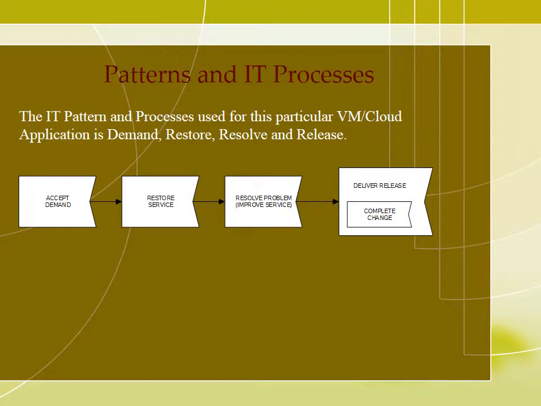Next is patterns and IT processes. The IT pattern and processes used for this particular VM/cloud application is demand, restore, resolve, and release. And basically the process I selected is that you accept the demand. If there's any interruptions, you restore the service. After you resolve the problem in restoring the service, you improve the service, then complete the necessary changes for the processes to successfully work correctly and deliver, finally, your release.